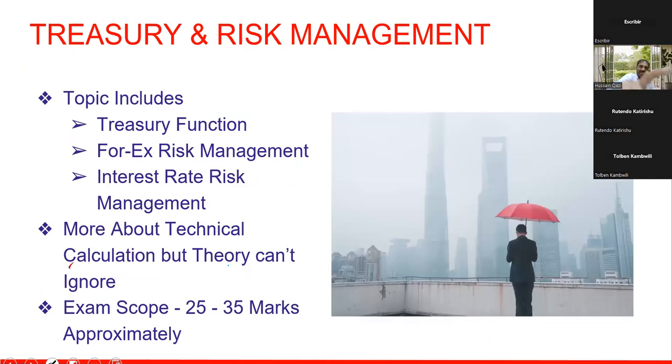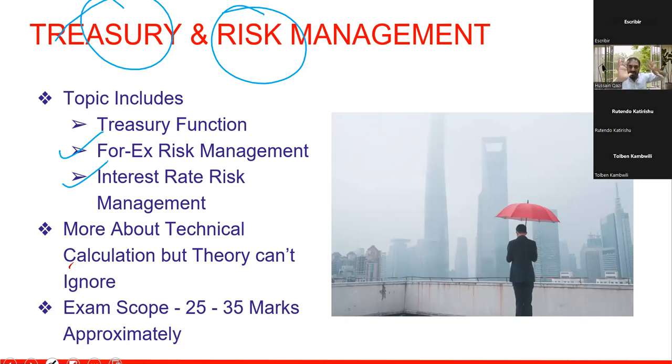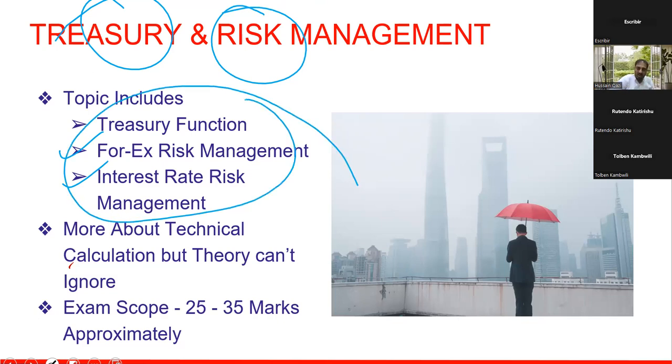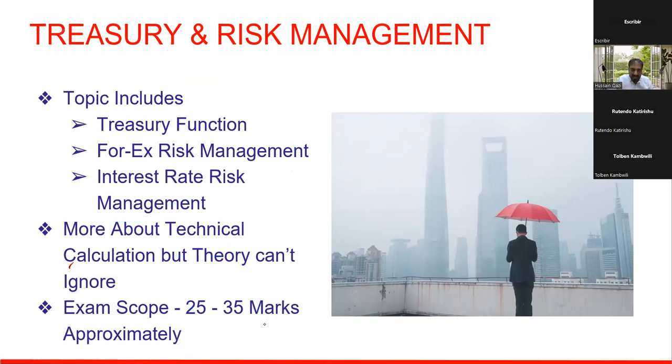Last, treasury and risk management. You have covered a little bit of forex and interest in your previous syllabus area, a very limited part. Now here you cover it under the umbrella of the treasury function, and it's very comprehensive. Yes, it's a technical topic but an easy topic. Exam scope 25 to 35 marks. That is the syllabus area of AFM.